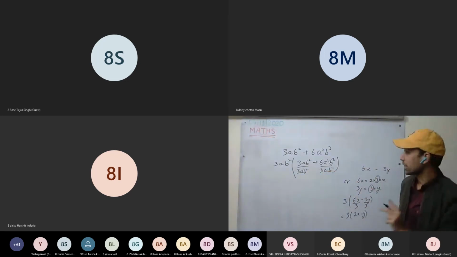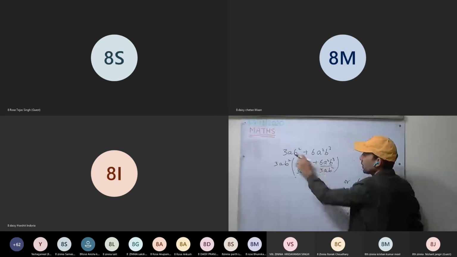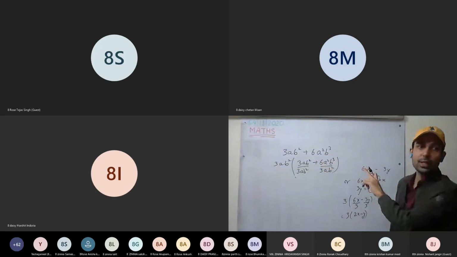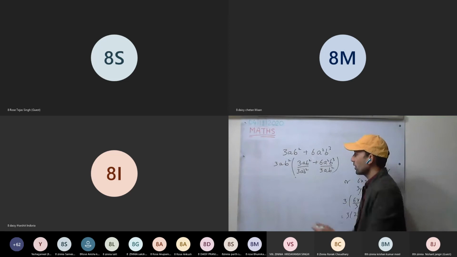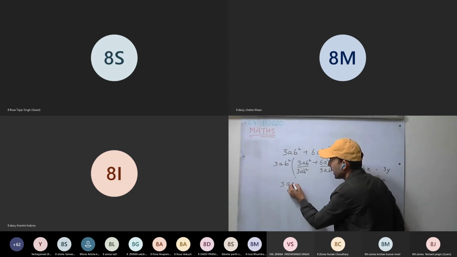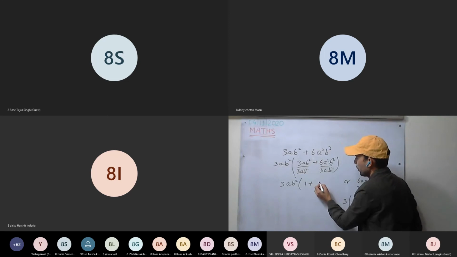3ab square. Now see here, if we open the bracket, if we multiply them, we again get the same algebraic expression. So now what will we get? 3ab square, 1 plus, dividing it, it will be 2ab.